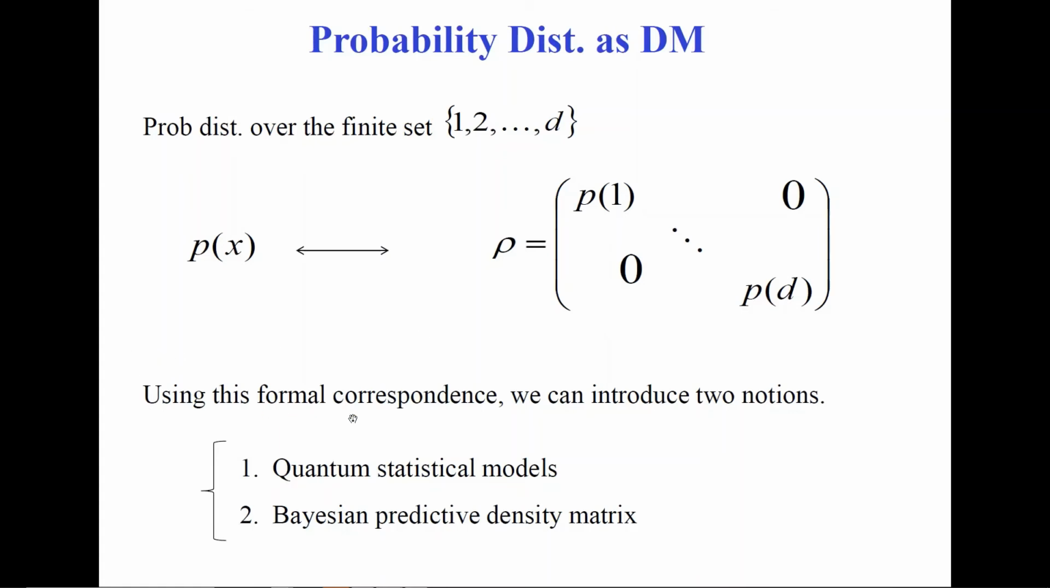Now, using this formal correspondence, we can introduce two notions. The first one, quantum statistical models. The second one, Bayesian predictive density matrix. Now let's see briefly these notions in the next slides.